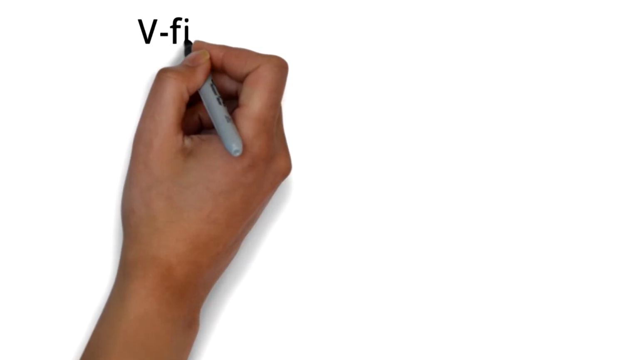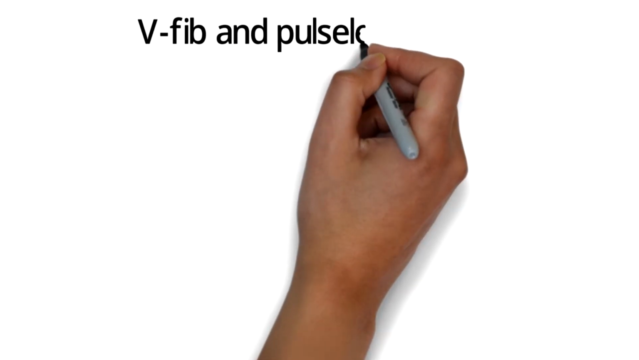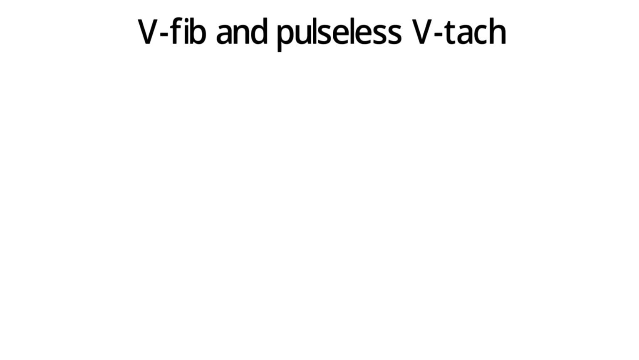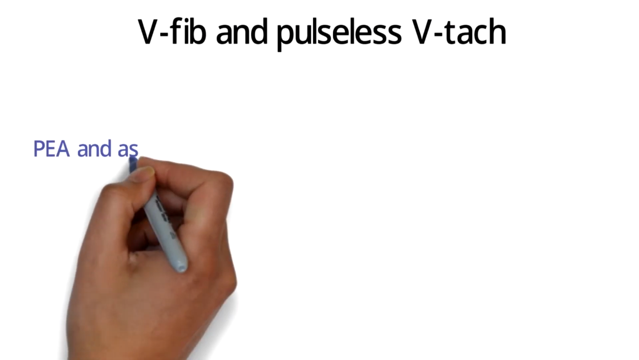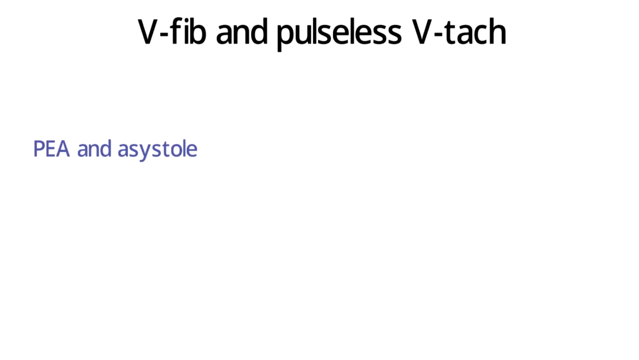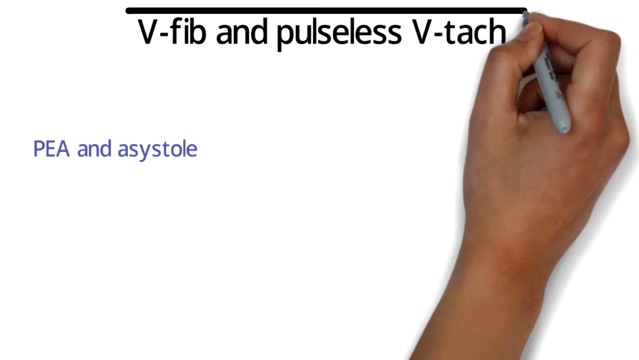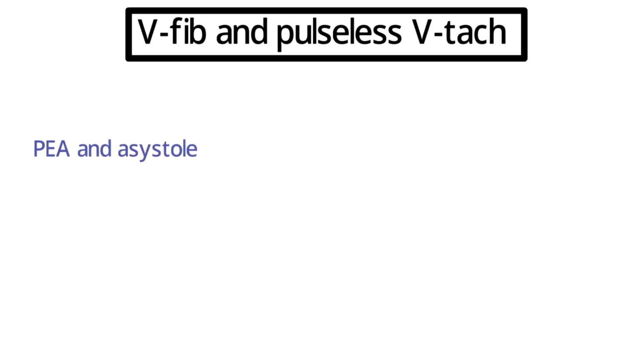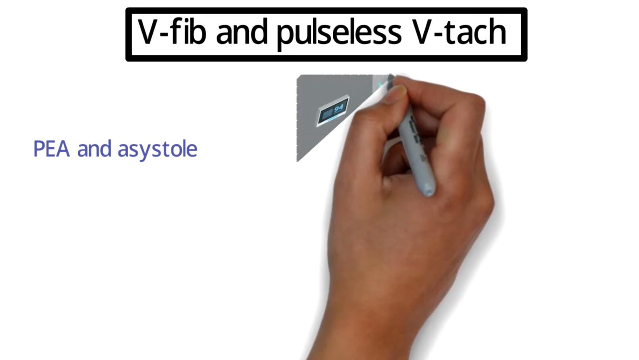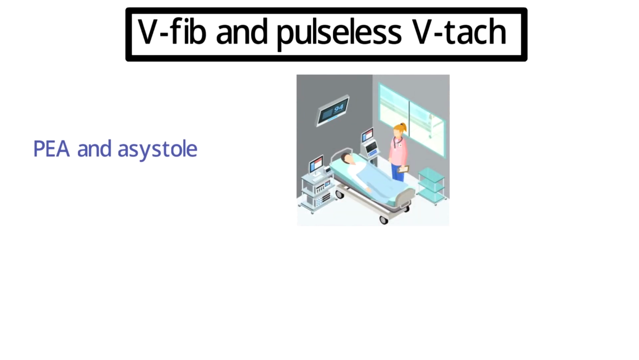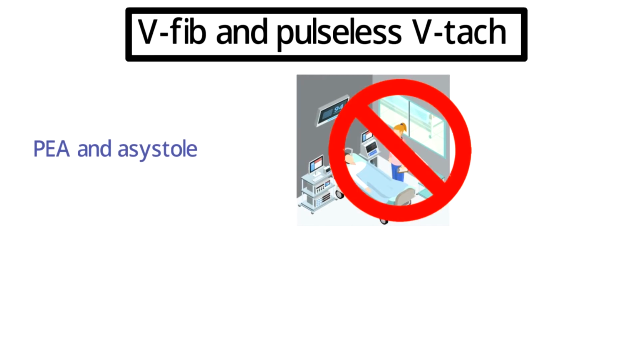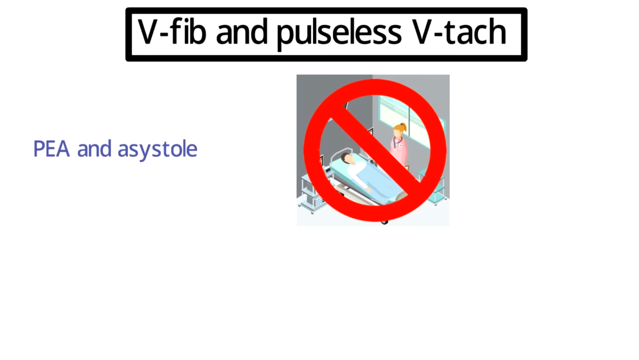So next, let's talk about VFib and pulseless VTAC. Okay, so now we've talked about PEA and asystole. Let's talk about the other dead patient algorithm, which is VFib and pulseless VTAC. Now, don't get pulseless VTAC confused with VTAC with a pulse. I have had patients that are sitting there in VTAC, they're sitting up, changing the channel on the TV, talking to me. Those patients have a pulse. We're not going to start CPR on those patients. But if they don't have a pulse, we're going to treat them initially just like we did asystole and PEA.